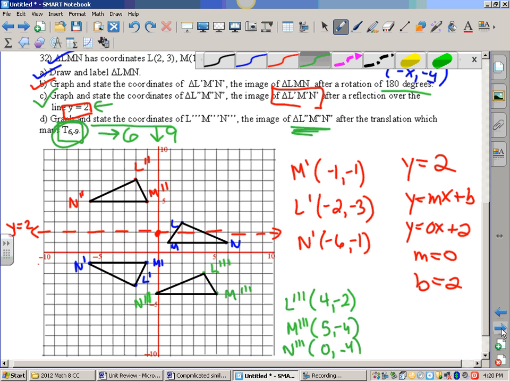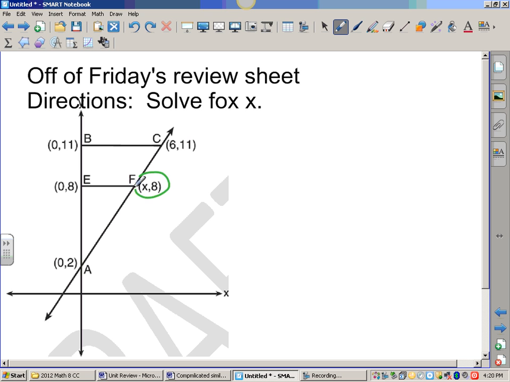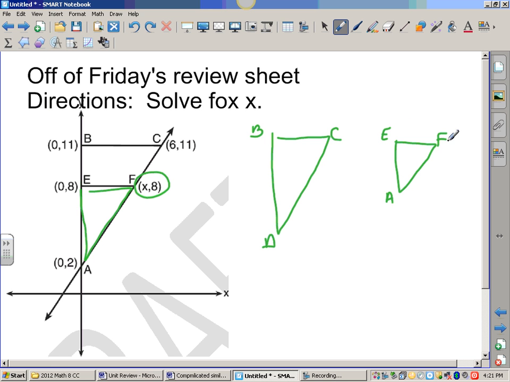The last thing I want to talk about before I let you go is to please remember to look over your Friday's review sheet. All right, look it over. The directions in this question were to solve for x. All right, x being right here. Remember that these were your similar triangles. They were overlapping. All right, so you've got your giant triangle here, which is A, B, C. And then you've got your smaller triangle here, which is A, E, F.